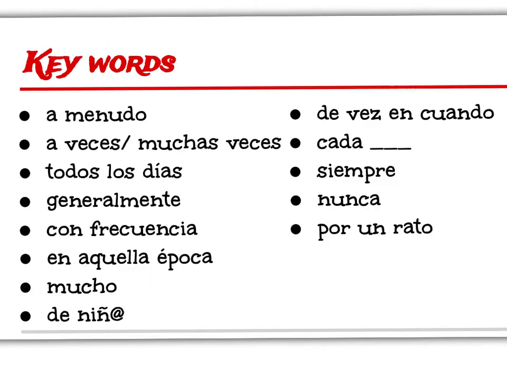Here are some important key words. A menudo, which means often. And if there's a word that you don't know, go ahead and write that down. A veces, sometimes. Muchas veces, many times. Todos los días, every day. If you see todos los anything, it's going to be in the imperfect. Todos los sábados, every Saturday. Todas las semanas, every week. Todos anything will be imperfect.